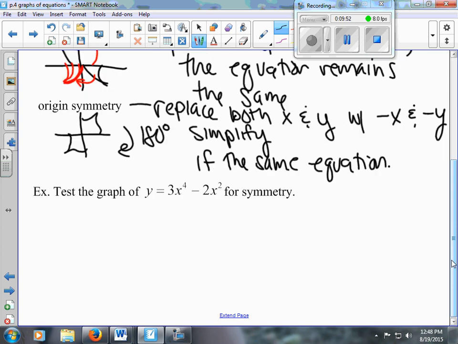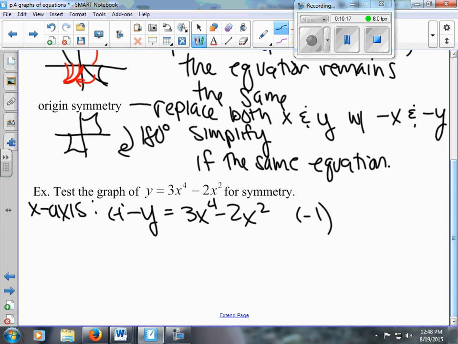All right, so let's do this. We're going to test our example that we've been using this whole time. So let's test for x-axis symmetry. For x-axis symmetry, I replace y with negative y. So when I replace y with negative y, I have negative y equals 3x to the fourth minus 2x squared. If I multiply through by a negative 1 to get the y by itself, then I'll have y equals negative 3x to the fourth plus 2x squared. This is not the same equation, and so we do not have x-axis symmetry.